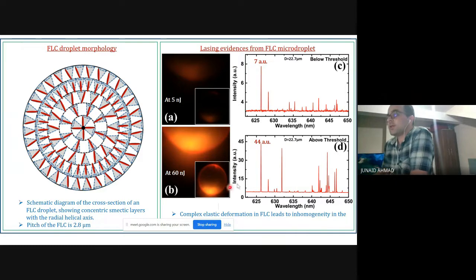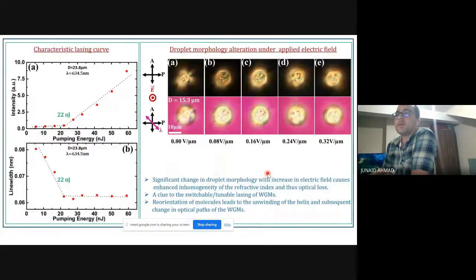these droplets. To confirm the lasing action, we again measured the intensity and line width corresponding to one of those peaks, like 634.5 nanometer, and we found that they obey this typical two-slope curve of lasing action, where the transition from spontaneous emission to stimulated emission occurs in these droplets.